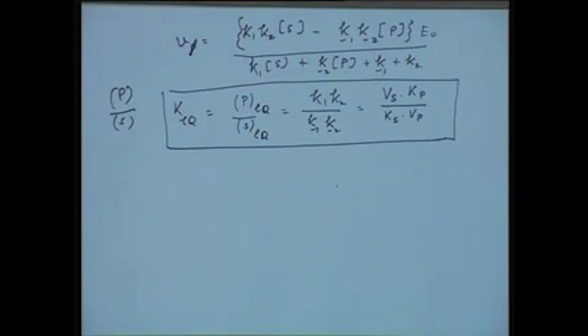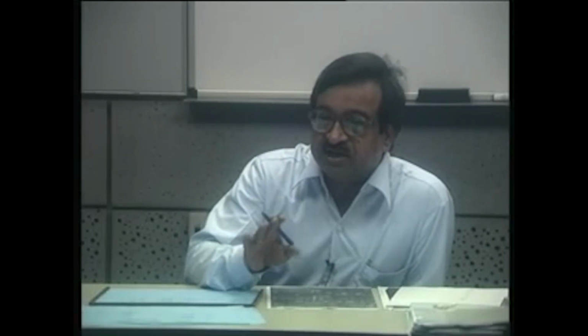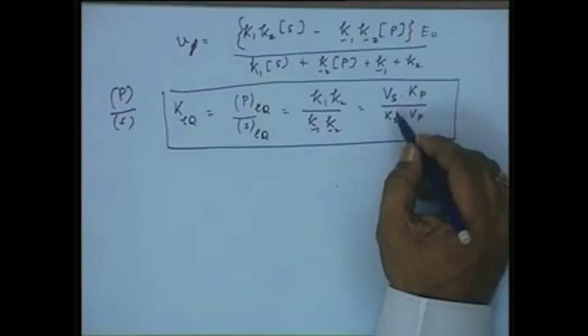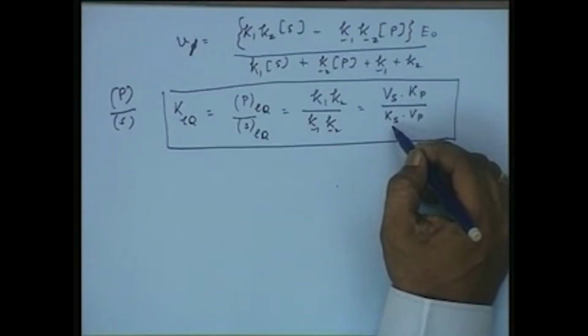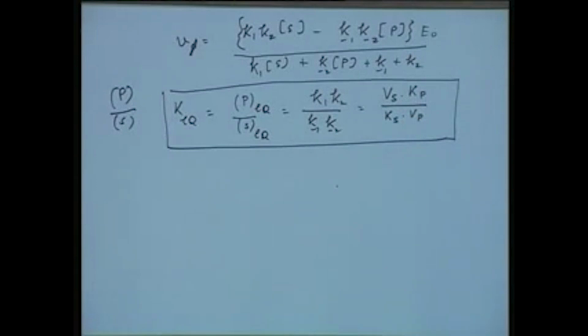Now what is Vs? Vs is the maximum reaction velocity corresponding to substrate. That means if you carry out the reaction initially with the substrate S, the maximum reaction velocity it reaches is Vs. Similarly, Ks is the Michaelis-Menten constant corresponding to substrate S, and likewise for P when you start the reaction with P.